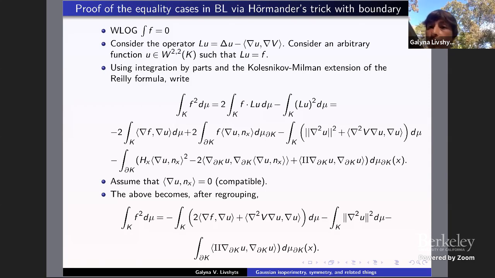Anyway, so we write the integral of f squared in this weird way. We do something slightly weird. And we integrate the first integral by parts. Then for the second integral, we use the Reilly formula proved by Kolesnikov and Milman. Like I said, a very important result. They have it in completely full generality of Riemannian manifolds as well. So you could actually do something like this with curvature, which I wasn't aiming for at all. This is what you get.